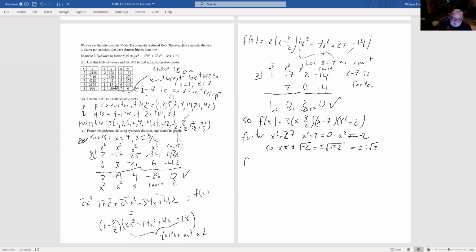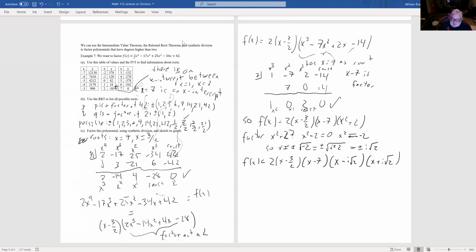So what now is my function? 2 times x minus 3 halves times x minus 7 times x minus i times the square root of 2 times x plus i times the square root of 2. Because these were my two roots, and if I have a root, then x minus it is a factor. So if i root 2 is a root, then x minus i root 2 is a factor. If minus i root 2 is a root, then x minus minus i root 2 is a factor. So that's the x plus i root 2.